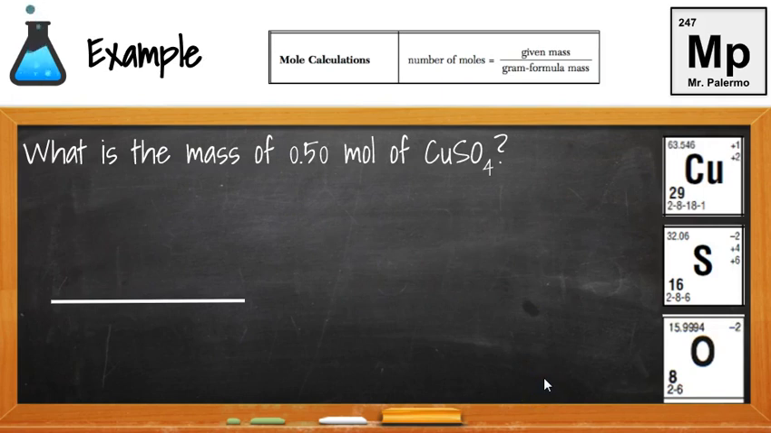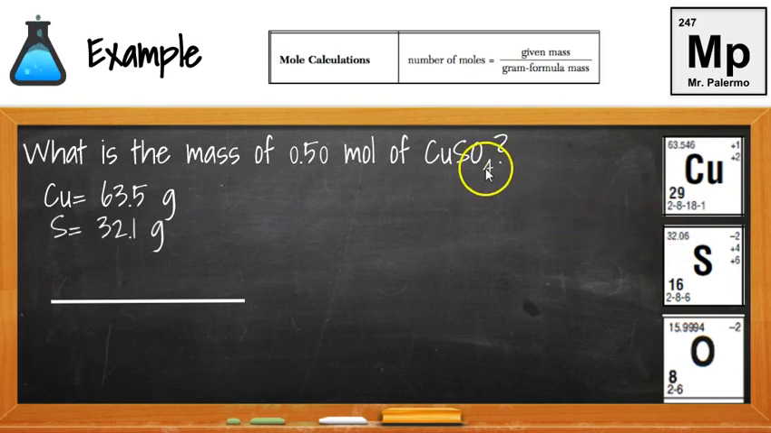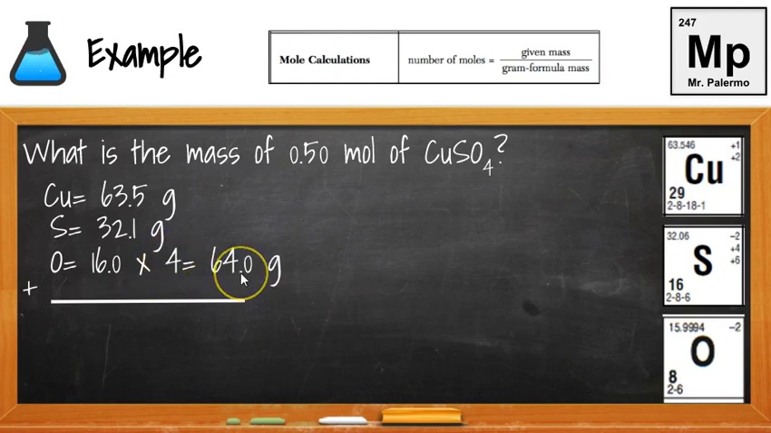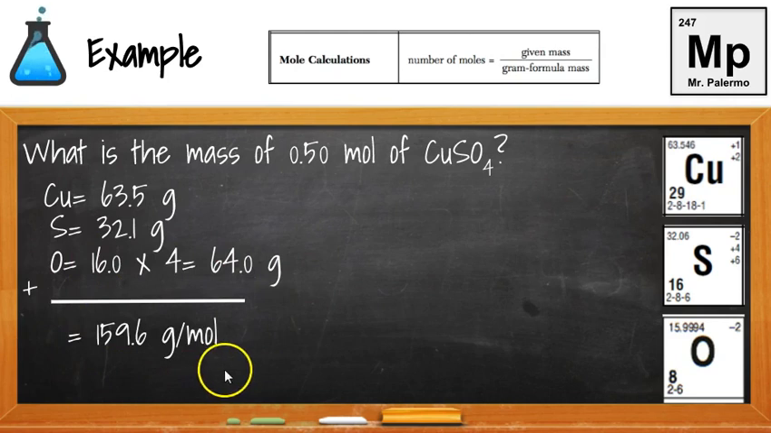Let's see another example. What is the mass of 0.50 moles of copper sulfate? So first thing we do, determine the gram formula mass. So copper is 63.5, sulfur 32.1, and then oxygen is 16, but we have 4 of them, so 16 times 4 gives me 64. And then when I add that all up, I get a gram formula mass of 159.6 grams per mole.